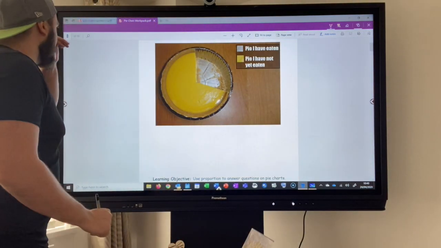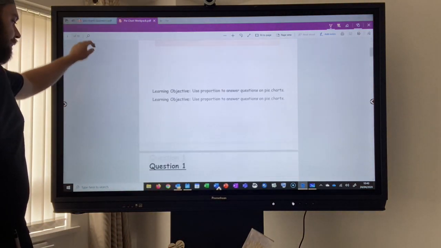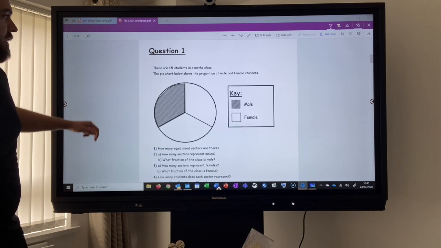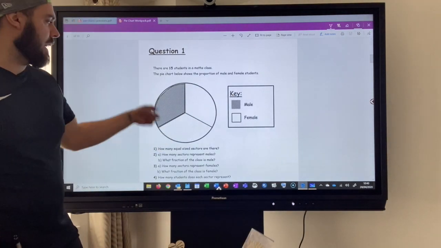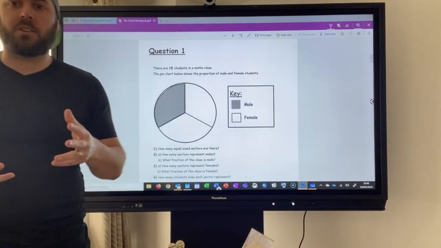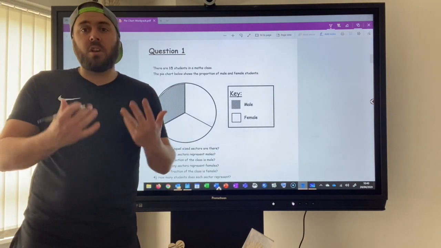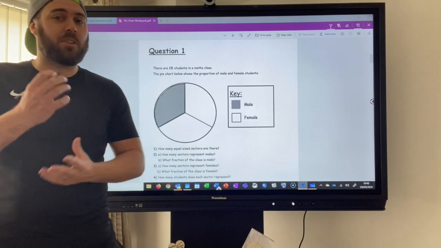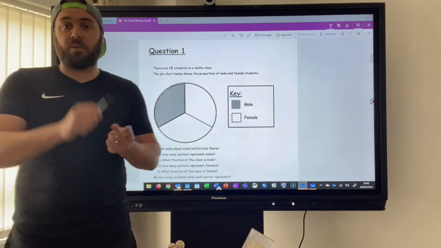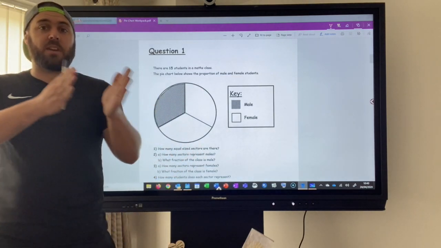Now we're actually going to start off with this question here. Okay, question one. We've got a key and we've got a pie chart here. The first thing I always do when I look at a pie chart is to go, are there any recognisable fractions in this pie chart? Because that's the thing you need to be looking at, and you need to have an understanding of fractions and percentages. And do you know what equivalent fractions and percentages are?